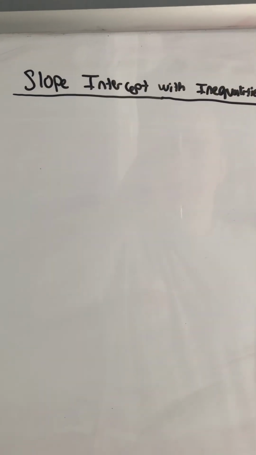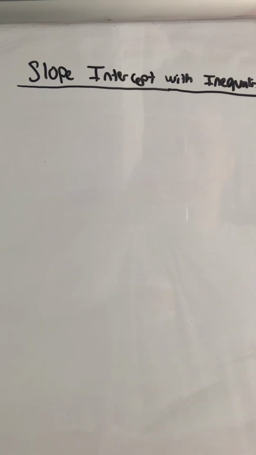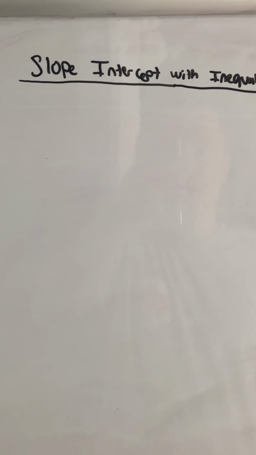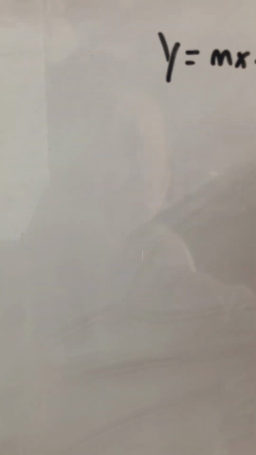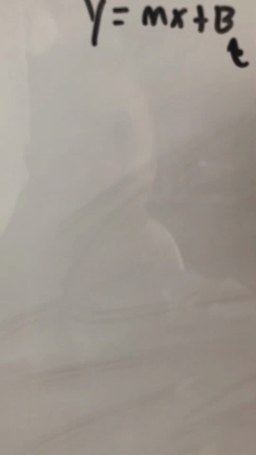In a couple videos ago, I showed you how to graph functions using the slope-intercept formula. In this tutorial, I'm going to show you how to graph the slope-intercept function using inequalities. As we've seen earlier, y is equal to mx plus b, and this is the slope-intercept formula, where b is the y-intercept, and m is the slope, or the rise over run.